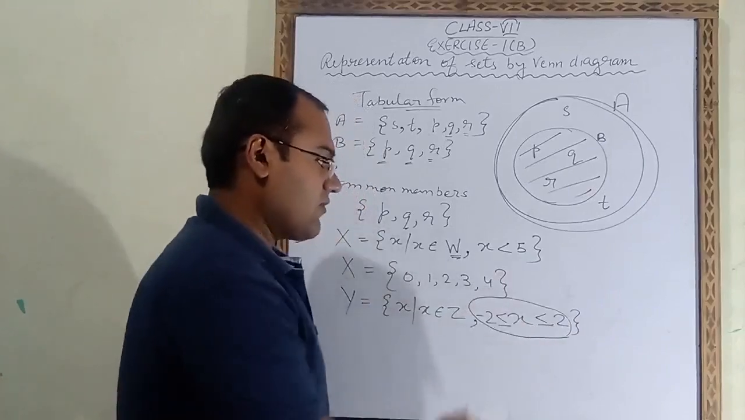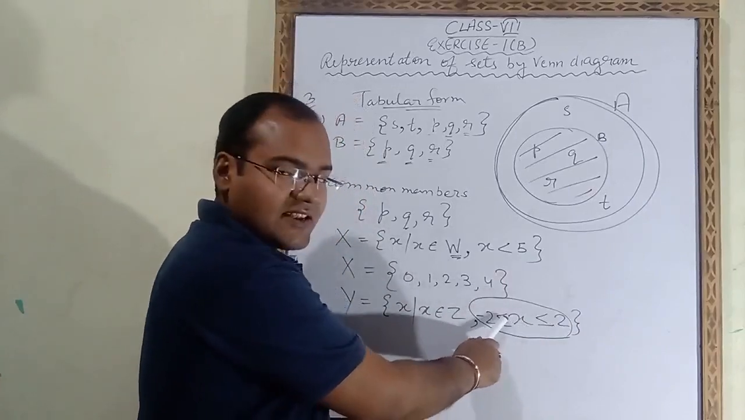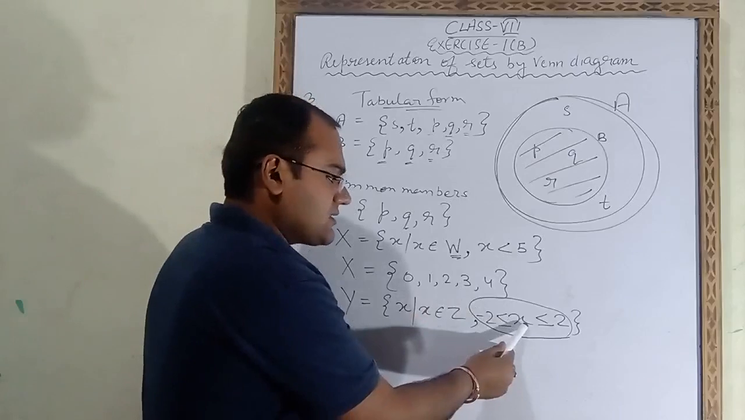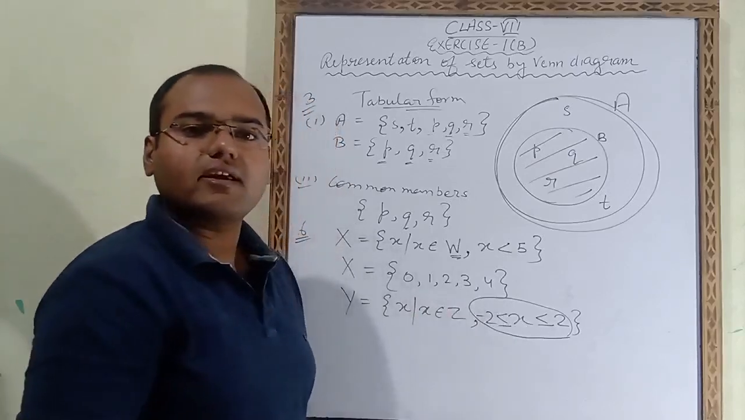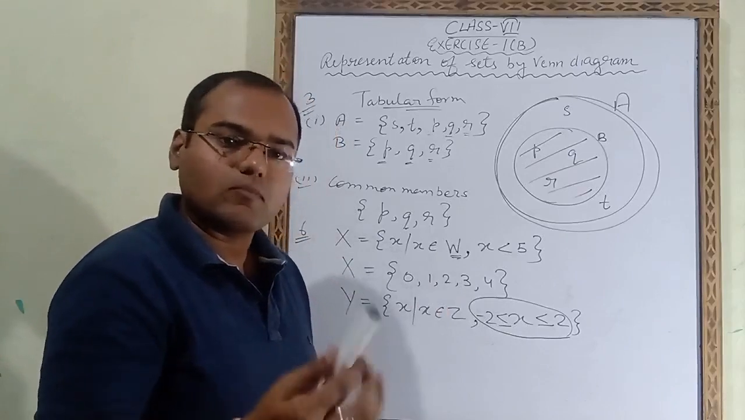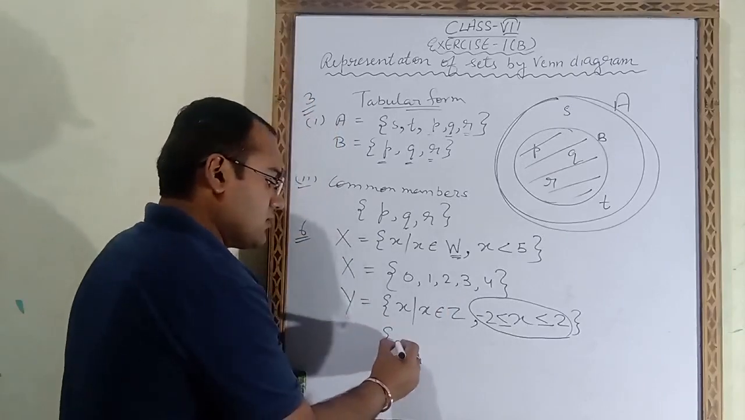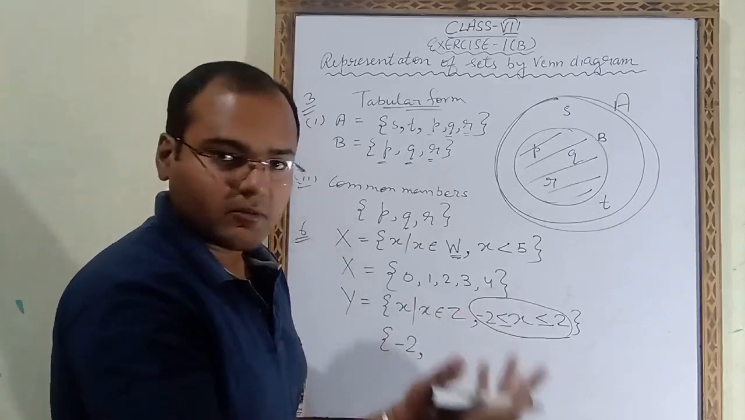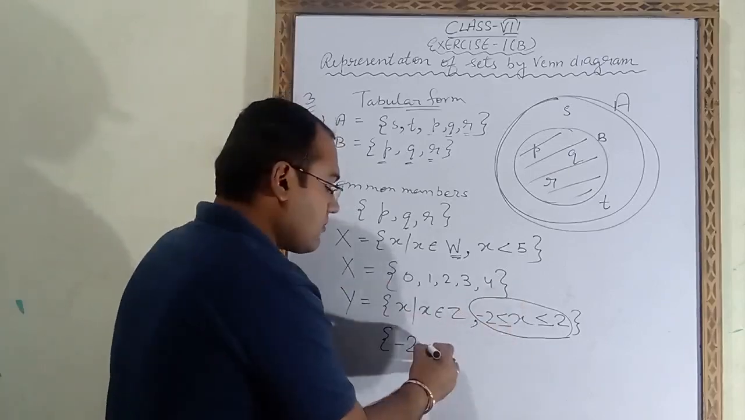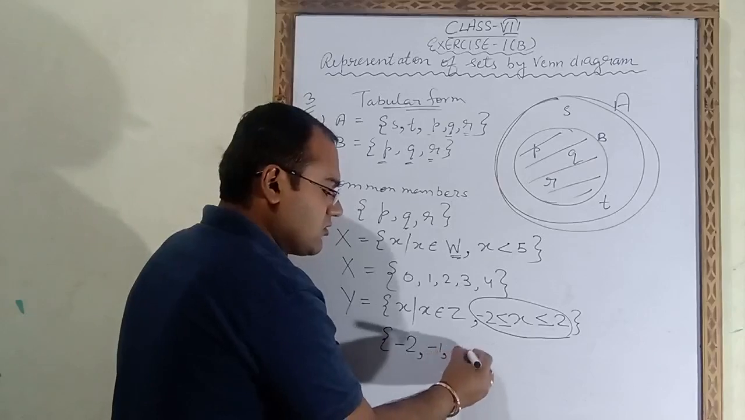We will read from here. X, open sign is there, open means greater. X is greater than or equal to minus 2. We have to write greater than or equal to minus 2. Equal to sign is there, so we will take minus 2 also, and we have to write the greater numbers also. Greater than minus 2: minus 1, 0, 1.